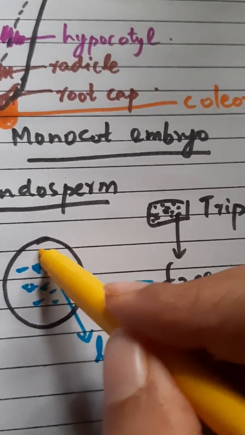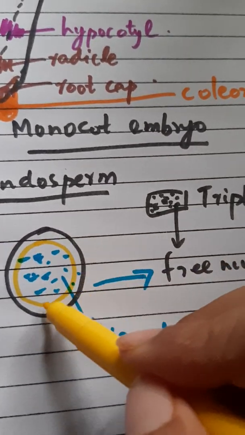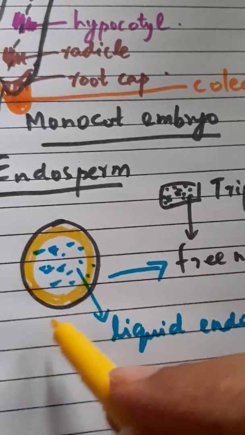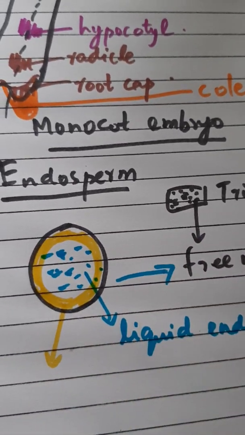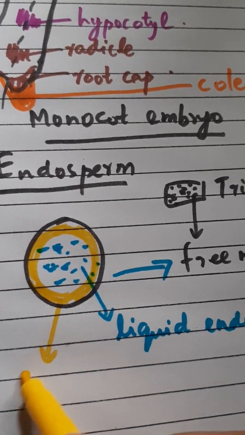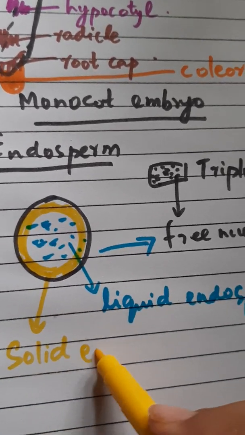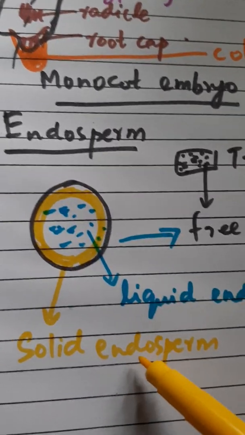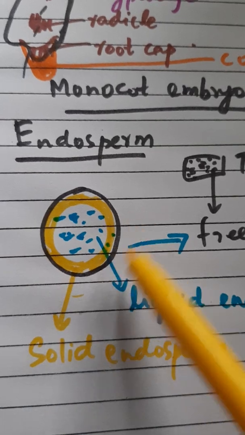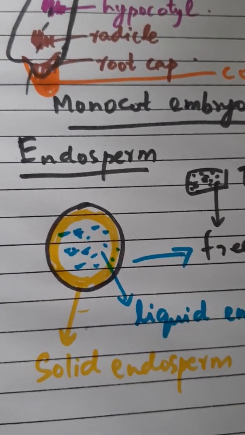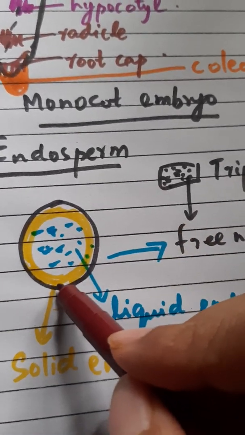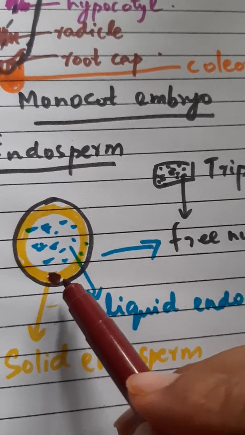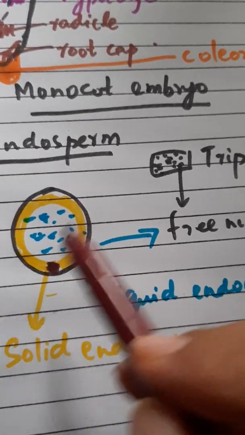And what we see in the white kernel on the sides, the white part, solid part of the coconut, that is the solid part of the endosperm. That is because cell walls are laid around each of these nuclei. The embryo will later on develop, and the embryo will derive the nourishment from this endosperm.